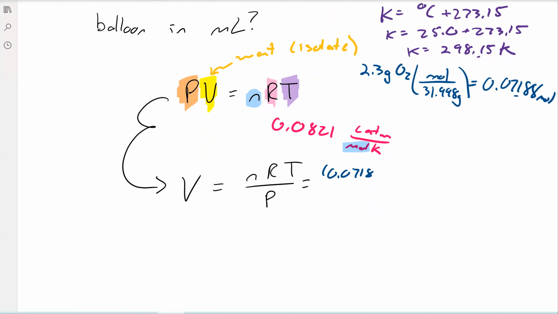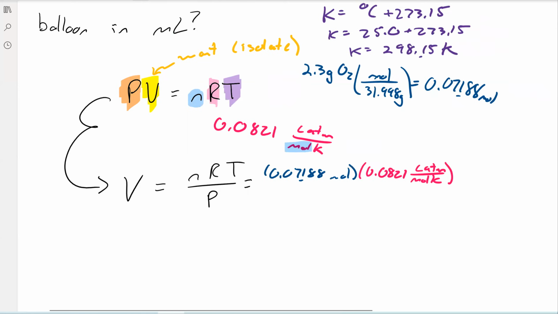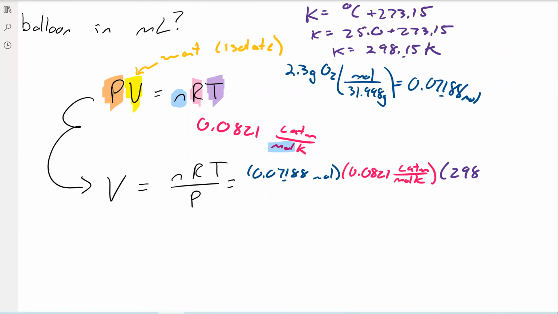0.07188 moles. R is our gas constant, so 0.0821 liters atmospheres over moles Kelvin. T was our temperature. So that's 298.15 K. And then it's all divided by pressure, which was 5.0 atmospheres.